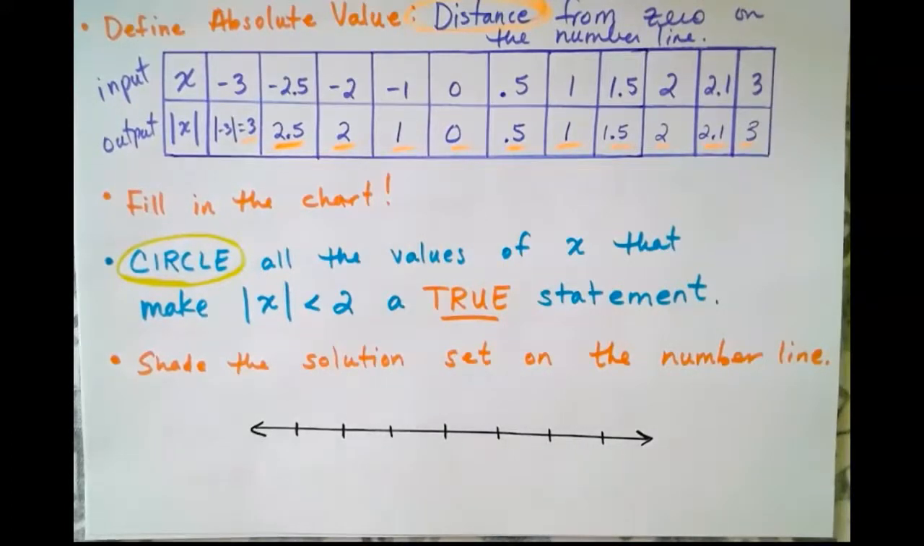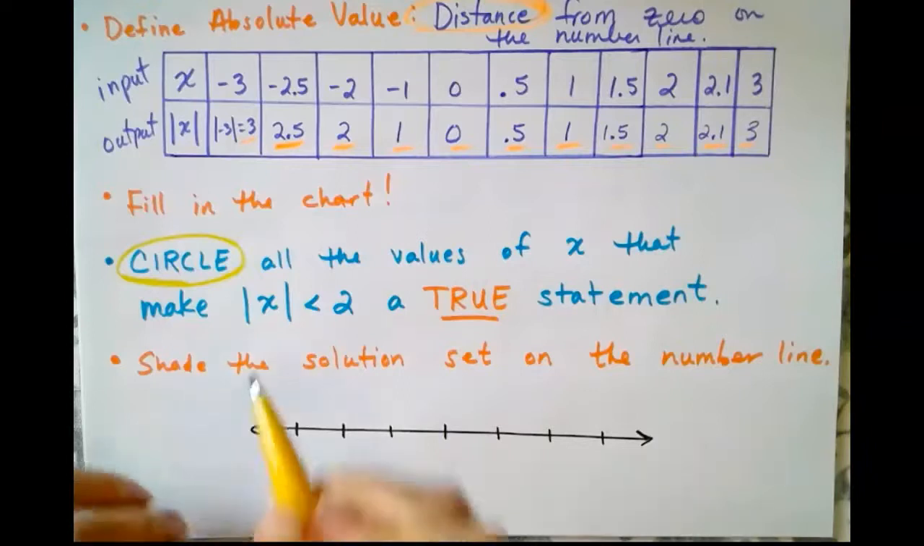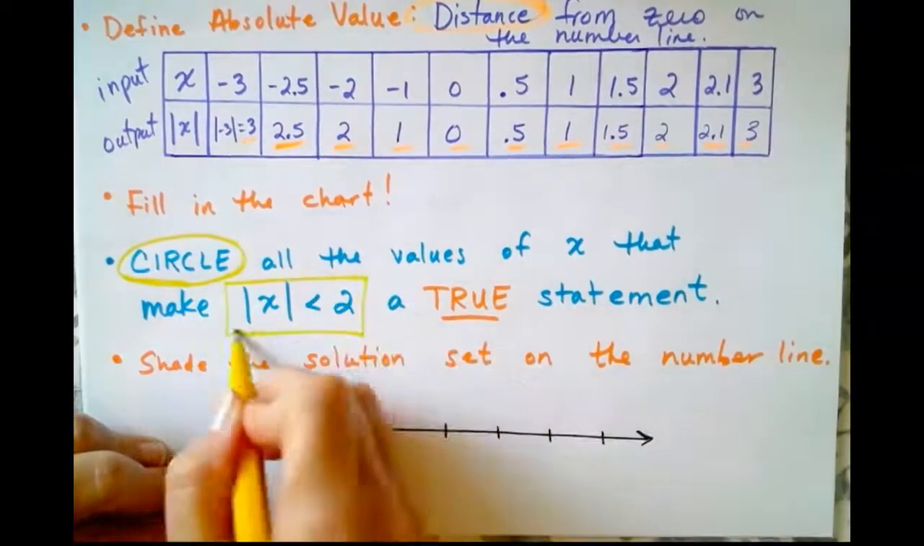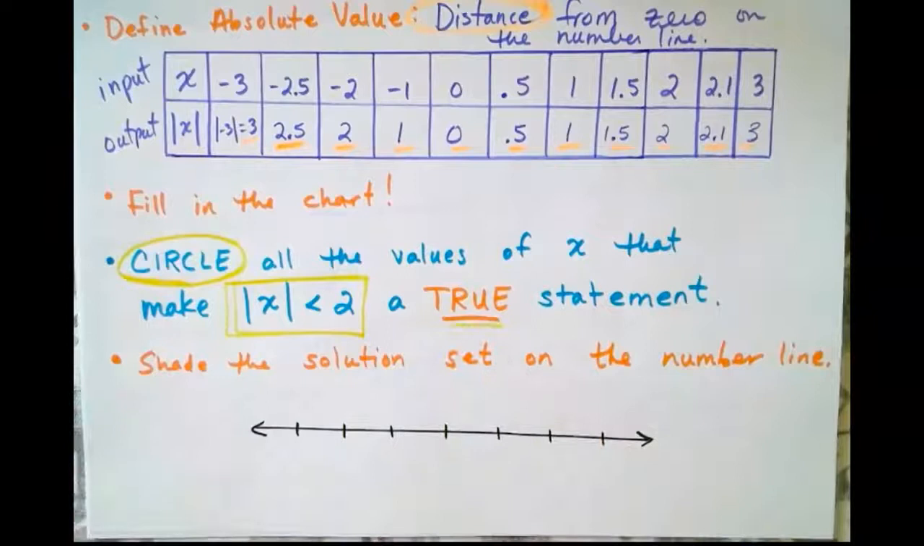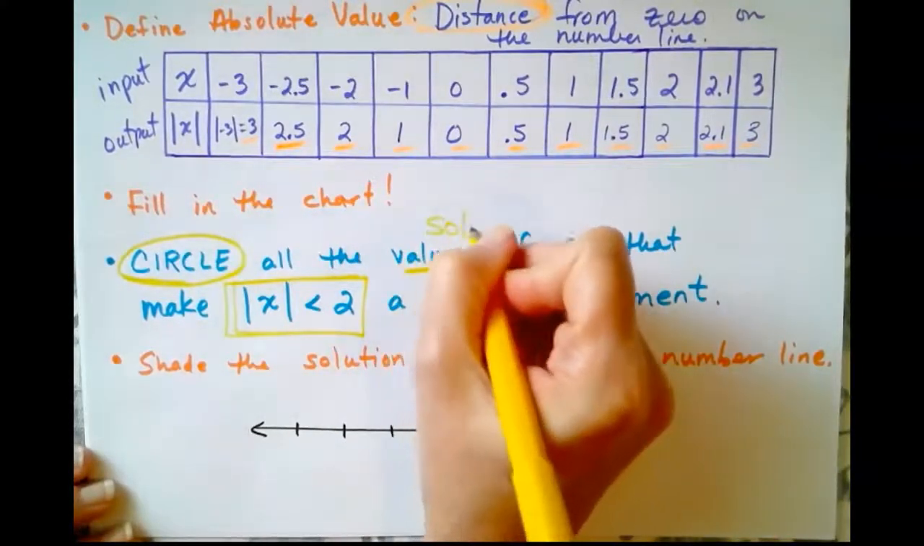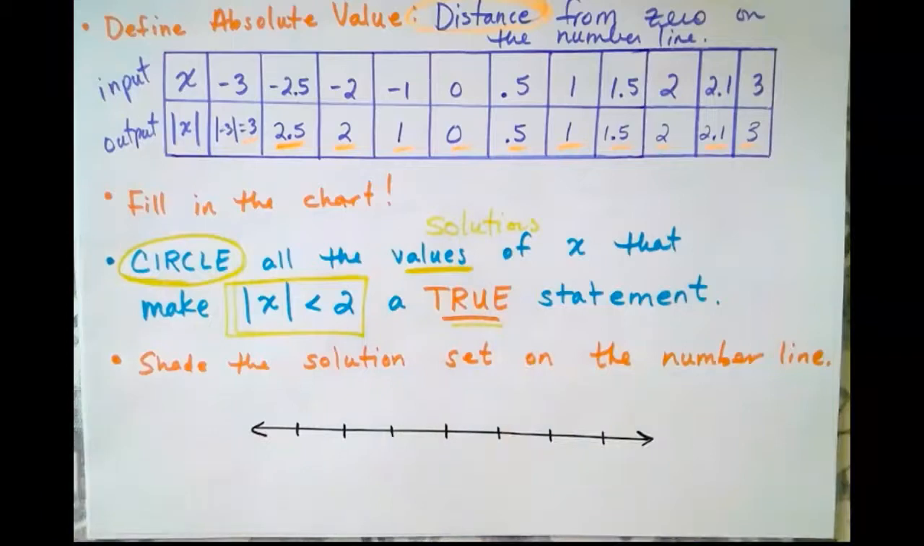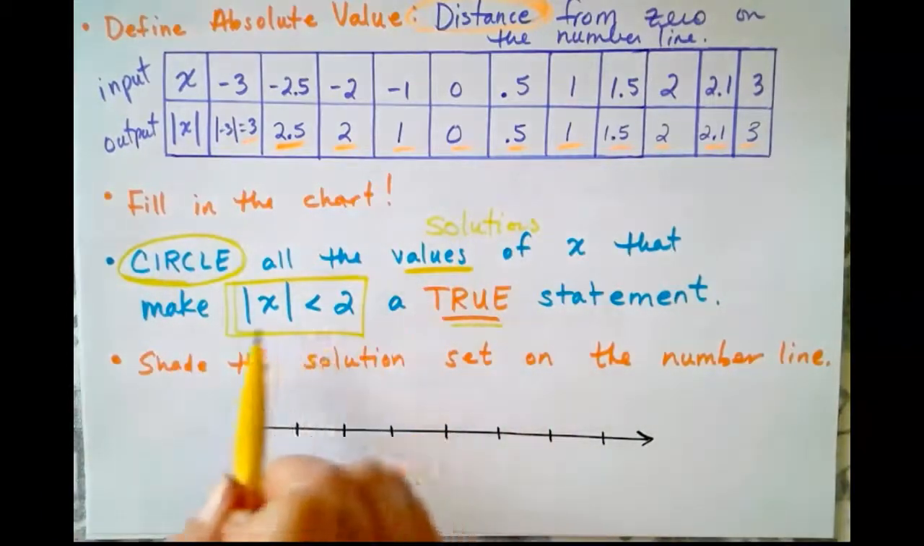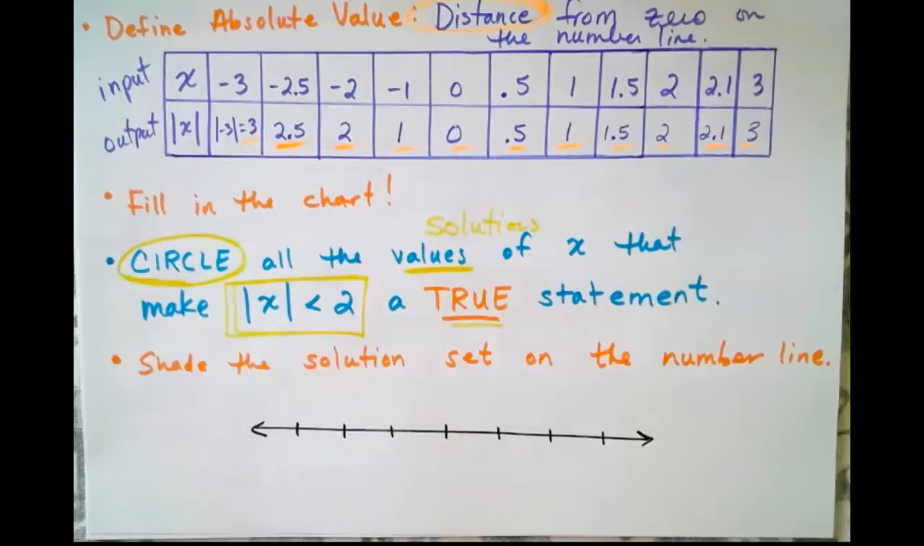So we filled in the chart. Now we're going to go back, and I want us to circle all the values of x that make this inequality a true statement. And remember, that's our essential question. Every time that we have an inequality, we're looking for what values or answers or solutions, those are all kind of synonyms. We're looking for values that will make this a true statement. That's our essential question every time we solve an inequality.